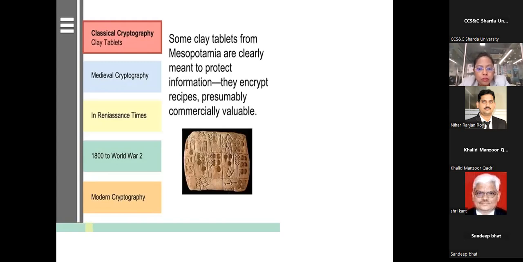Some other things have also been seen, called clay tablets. They are clearly meant to protect information. They encrypt recipes, presumably commercially valuable. Recipes are very important, from the beginning. So they wanted to preserve the recipes of their food system on clay. They wrote it in a cryptographic form. This was the second example.